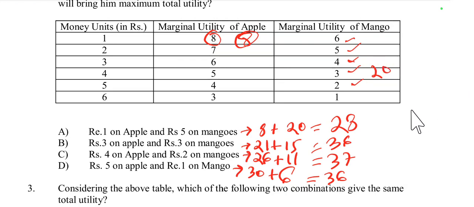So here the utilities are 28, 36, 37, 36. Here 37 is the maximum utility. We have to calculate the maximum total utility. So maximum total utility is equal to 37. 37 means it is the combination of C. Here combination C gives the consumer maximum total utility. So option C is right here, because option C, 4 apples and 2 mangoes, provides the highest total utility, that is 37. So option C is right here.